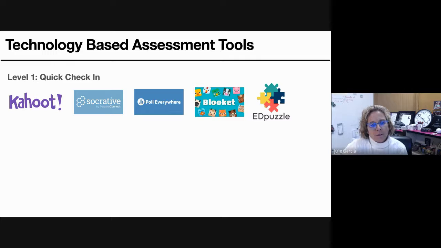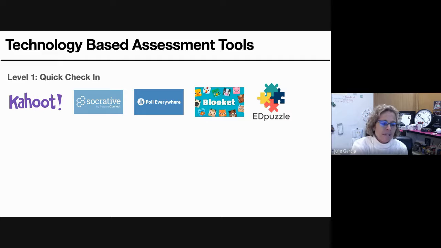Socrative is a great tool for asking questions. There's multiple choice. The students can do a quick free response. You can display the responses on the screen for students in the classroom to view, make comments on, and privately see each other's work. There's Poll Everywhere. This is a new one for some of us. Blooket, I think is how you say it. I'm not sure. It's a kind of fun Kahoot type game.